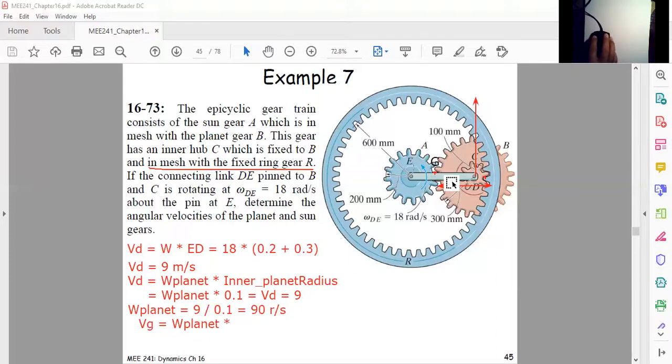And velocity of G is equal to omega of the planet multiplied by how much? By this distance, right? This arrow right there. Which is equal to how much? 0.4. 0.1 plus 0.3, yes, 0.4. Okay, which is equal to 90 multiplied by 0.4. What is 90 times 0.4? 36. 36, okay, thank you so much.